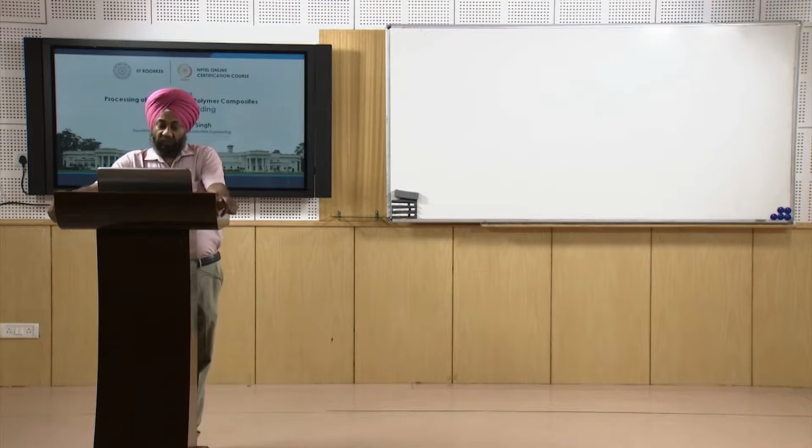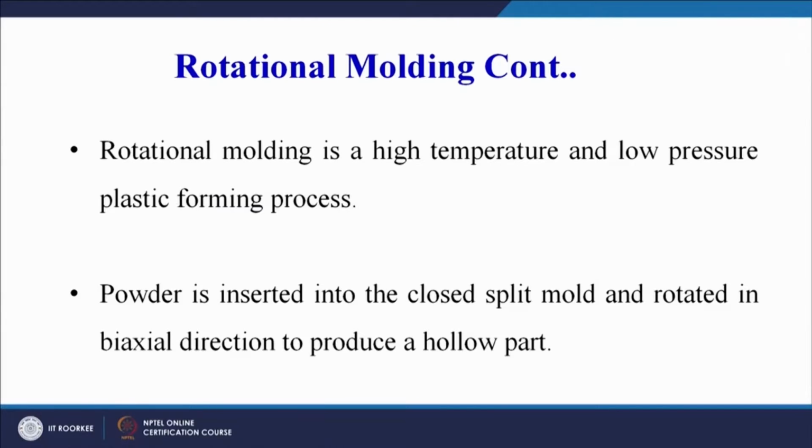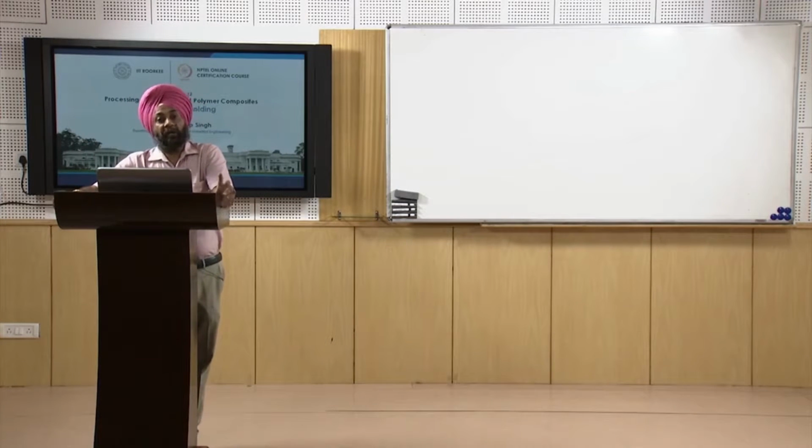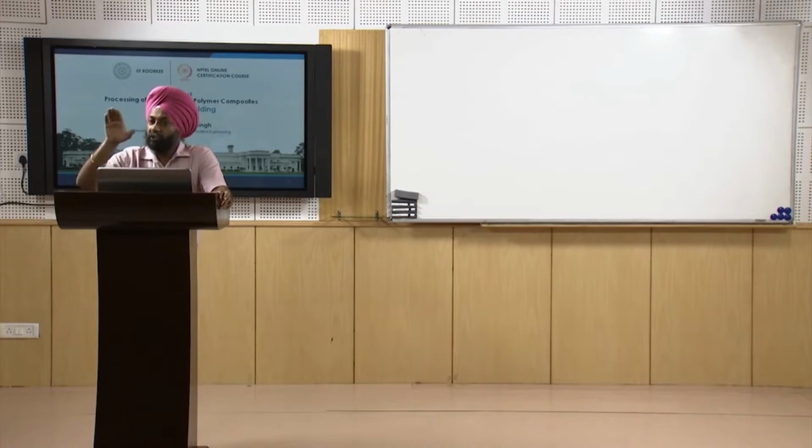Rotational molding, we can again see, is a high temperature and low pressure plastic forming process. Now, what is the meaning of high temperature? If you see the processes we have already covered, in many places we supply heat as well as a lot of pressure, whereas in rotational molding we will not supply any additional pressure. It will be a force that acts to ensure that the molten plastic adheres to the mold cavity. So we do not apply a lot of pressure here, therefore the pressure requirement is low, but on the contrary the temperature requirement is relatively higher.